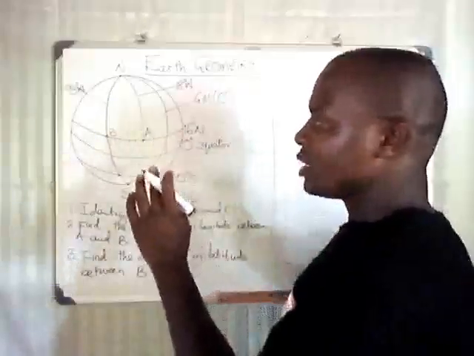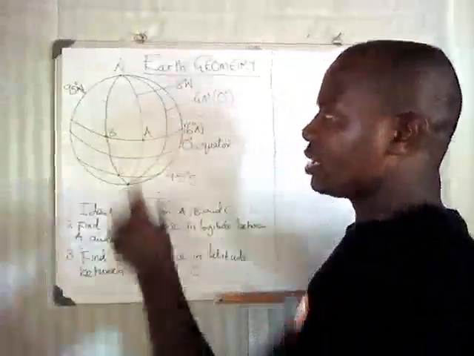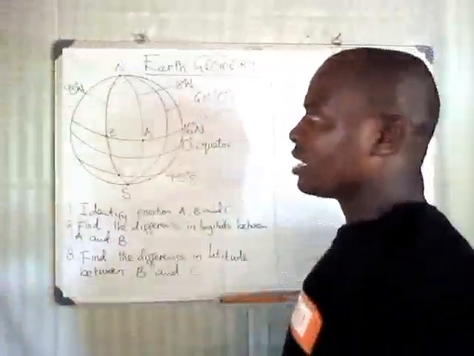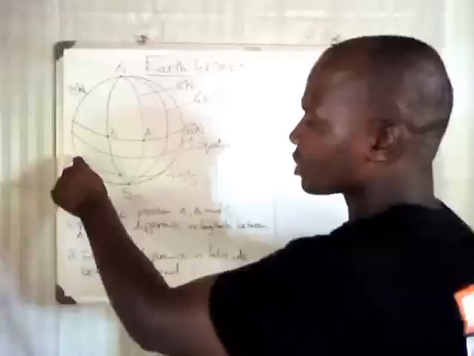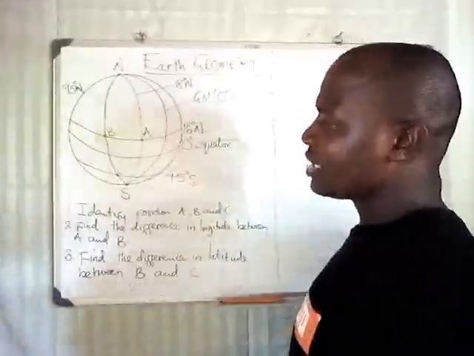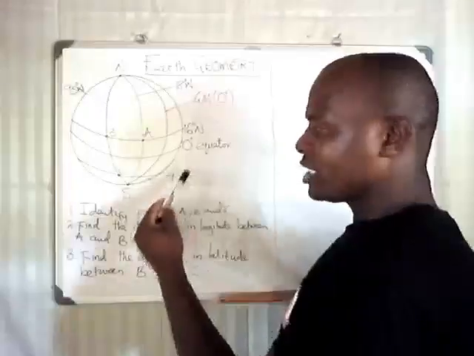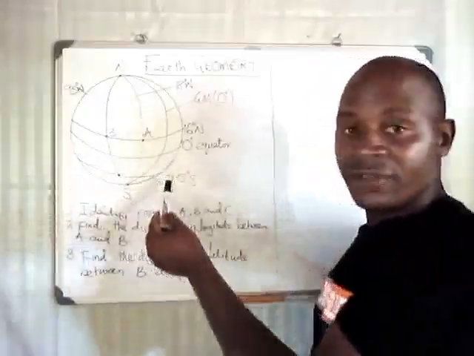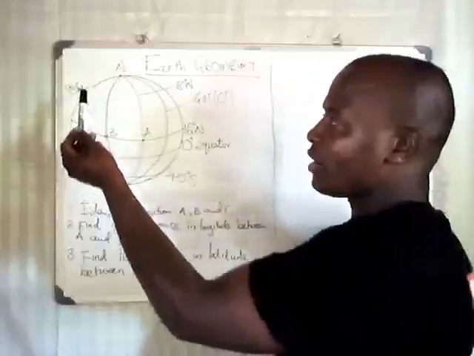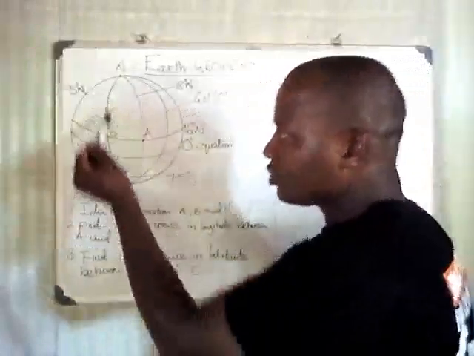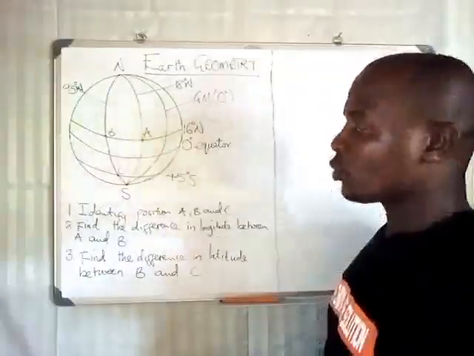What about B? B is at the latitude of 16 degrees north, and the longitude is 95 degrees west. Where is C? C is at the latitude of 45 degrees south, and the longitude, this is the longitude, and this is the degree for this longitude, which is 95 degrees west.